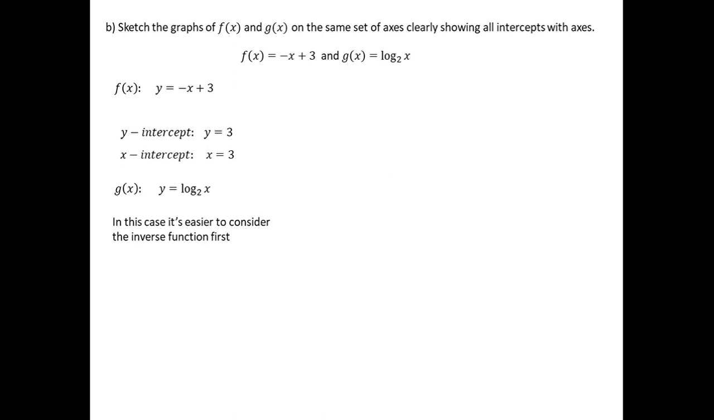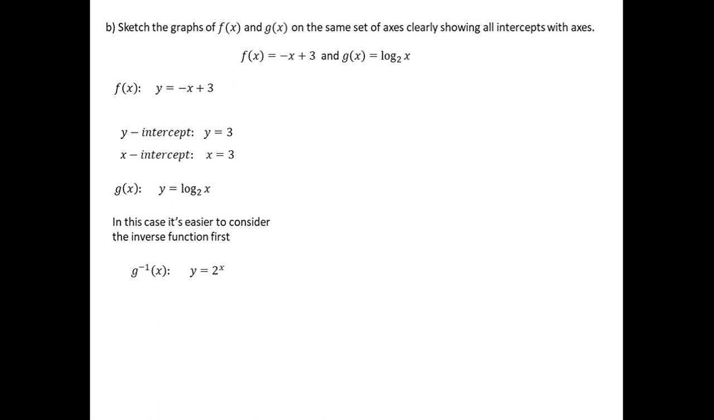So, there are two functions that we're sketching. We'll start with f of x because that's a straight line graph. That's easy. The y-intercept is 3, the x-intercept is 3. Right, we'll plot that later, but there's all the information we need to plot that. Now let's plot this one. It's often easier, I find, to consider the inverse function first.